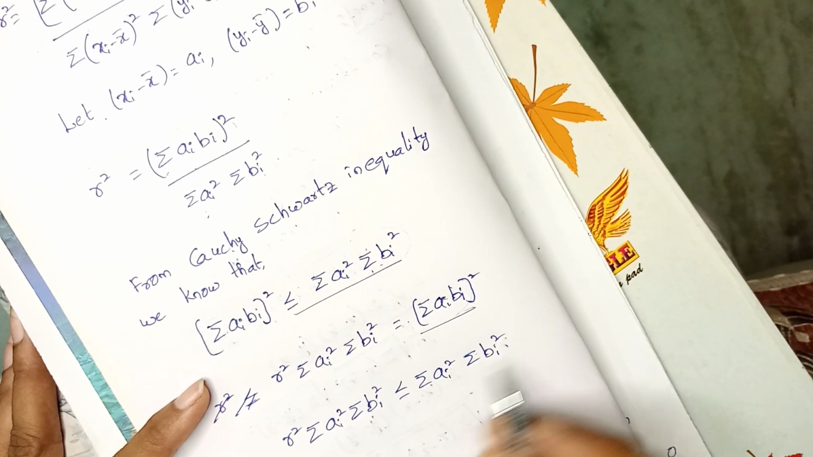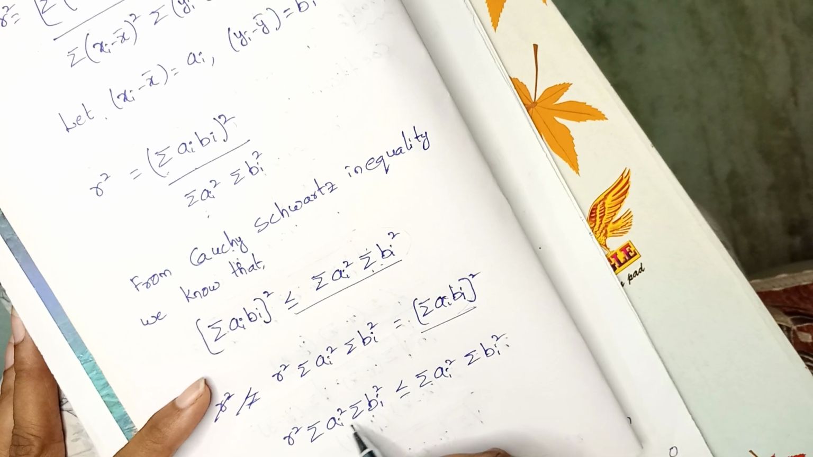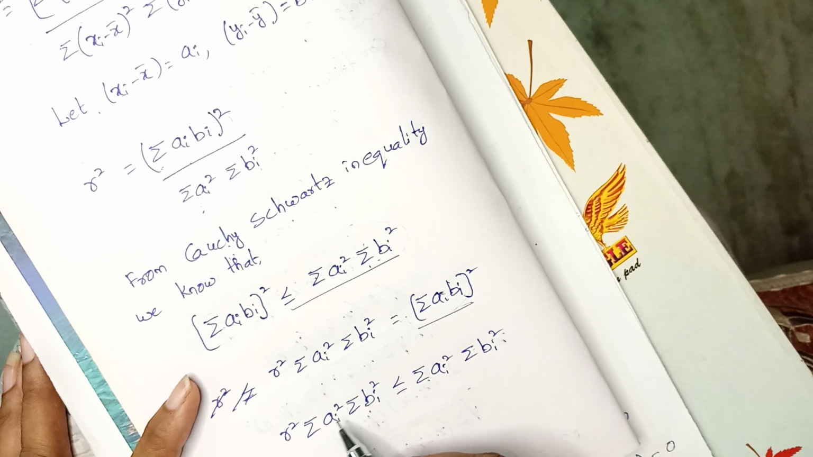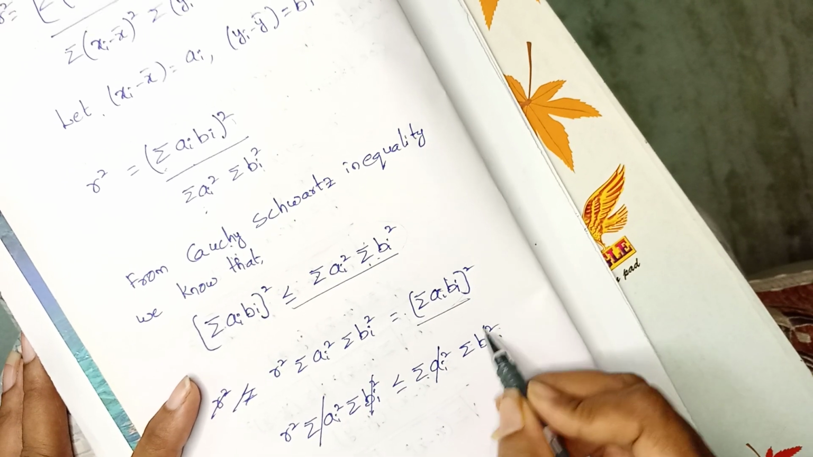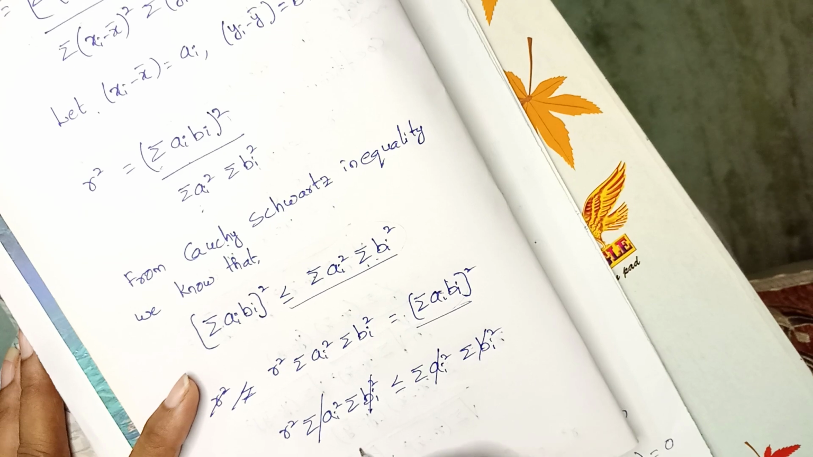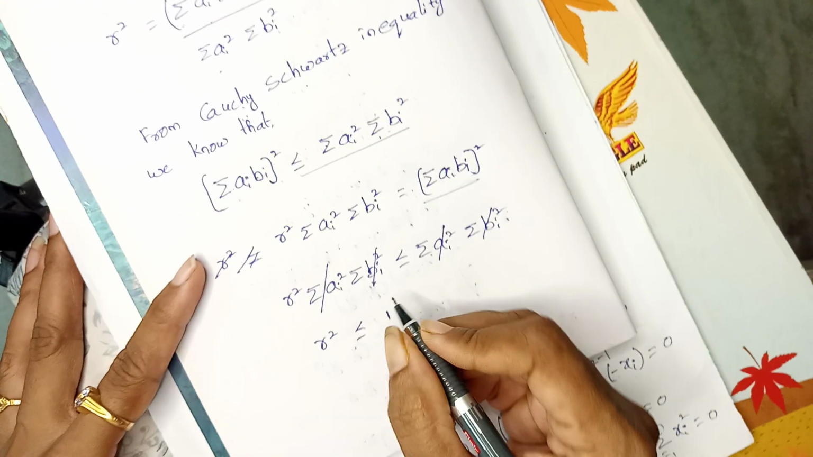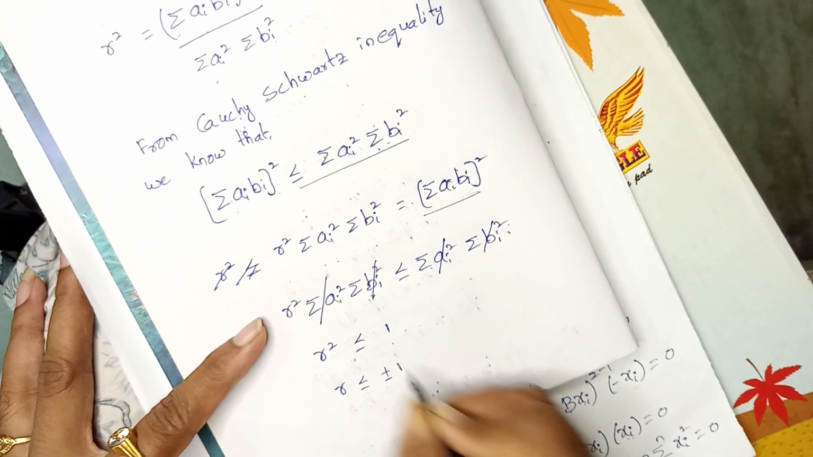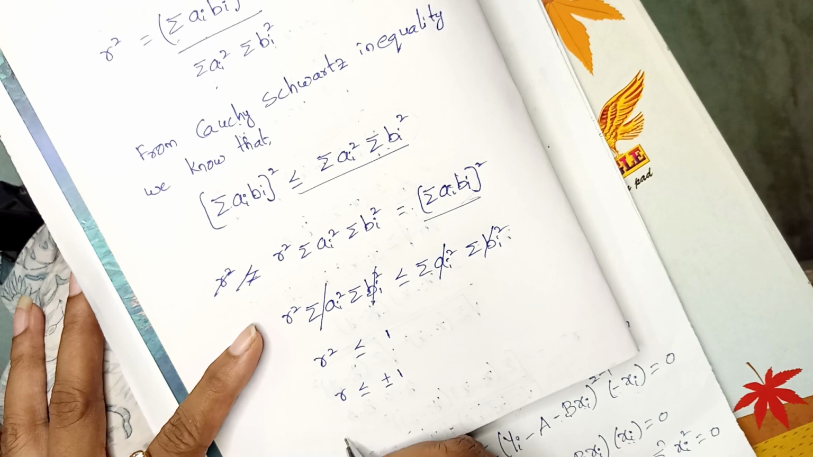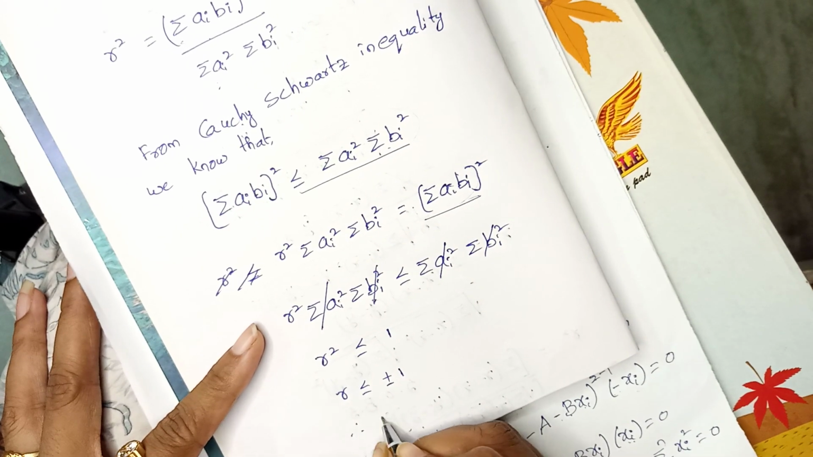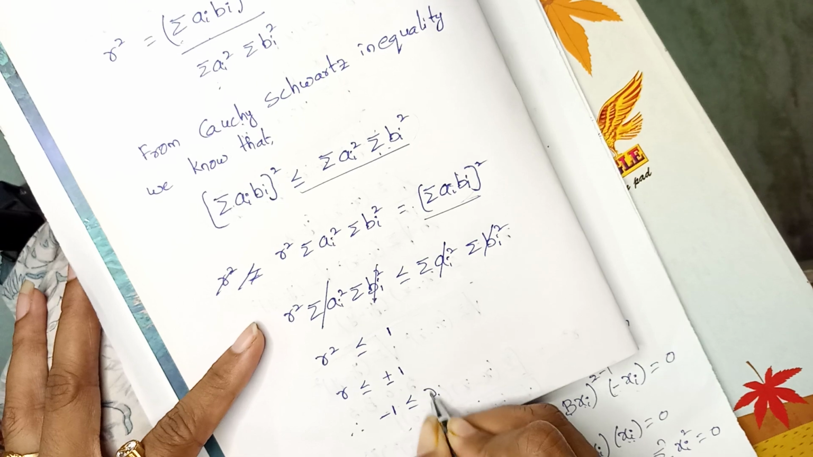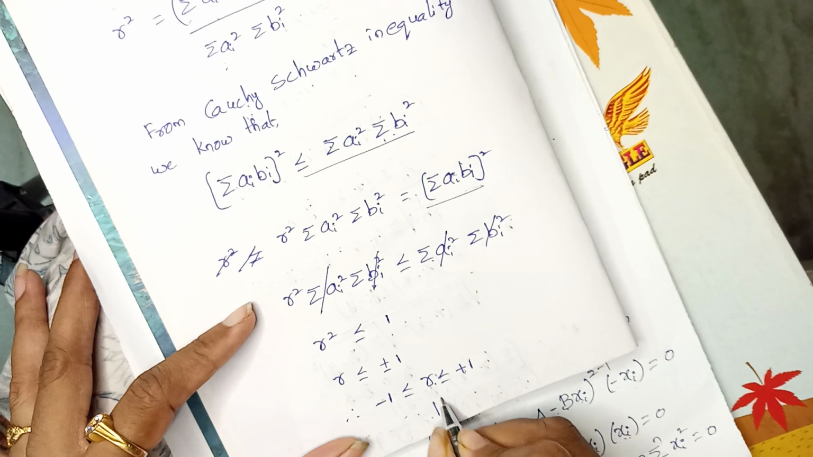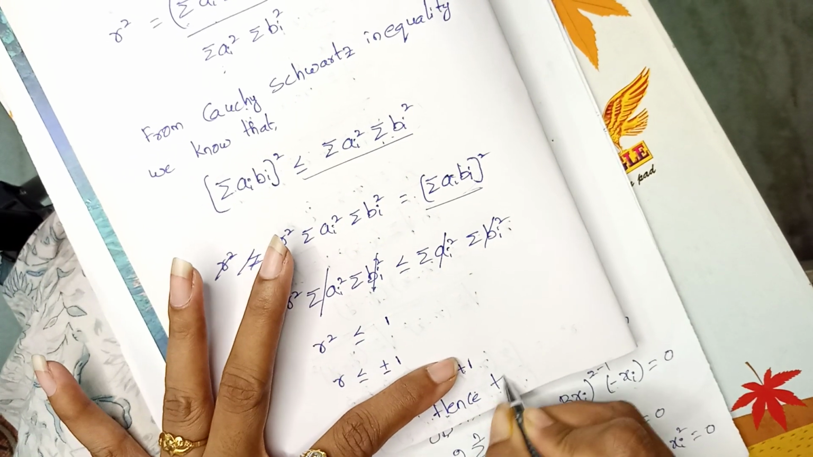So both the terms get cancelled. Now r square is less than or equal to 1, isn't it? So r is less than or equal to plus or minus 1. Therefore minus 1 is less than or equal to r, which is less than or equal to plus 1. Hence the theorem.